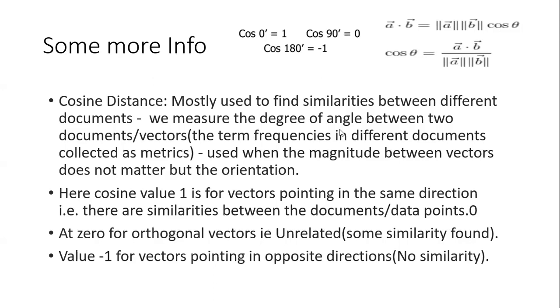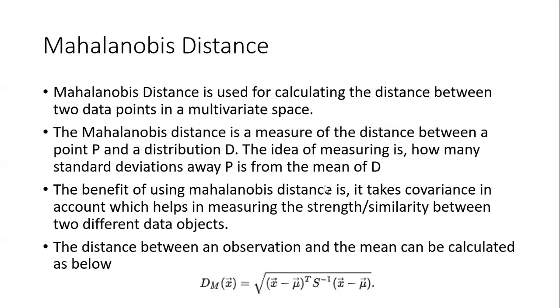So those of you who are into NLP will be able to understand this better. Otherwise, I might be made fun of. Yeah, so orthogonal vectors are there. I can use the term orthogonal at zero, which is 90 degrees, and there is the opposite direction.